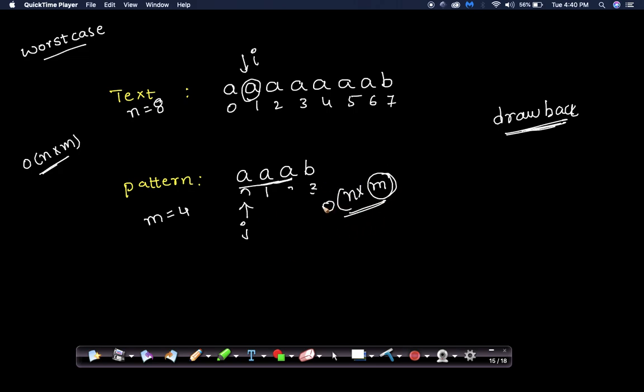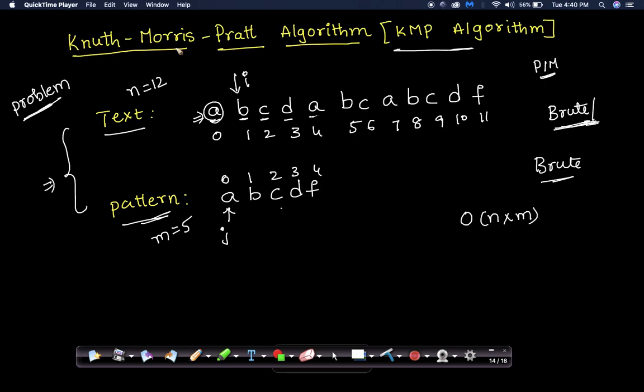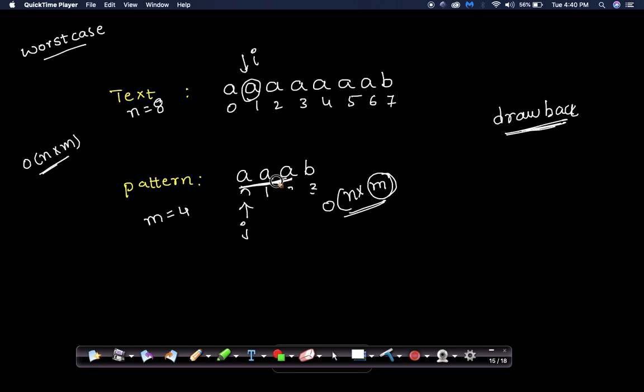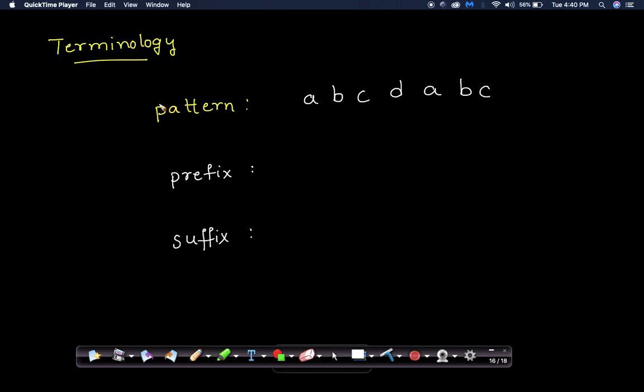Then how do we overcome this? That is why these 3 scientists proposed an algorithm based on the pattern, because we have seen that some of the characters were already visited and appeared in the given text. Instead of repeating again and again, they proposed an algorithm called the KMP algorithm. Let's first understand the basic terminology of this KMP algorithm. Later on we will see what exactly they proposed.